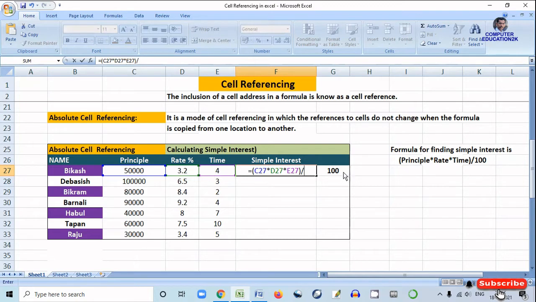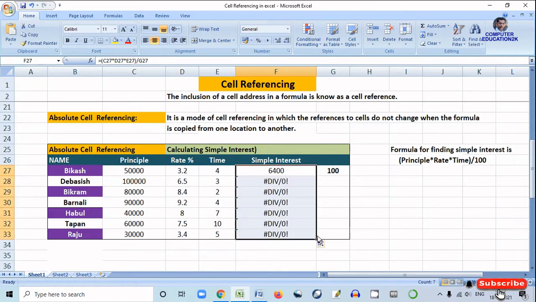this cell number. Here I have taken 100. Okay, 100 is in cell number G27. Now we will press enter. So we got the simple interest for the first student Bikash. Now if we drag it down, see what will happen.